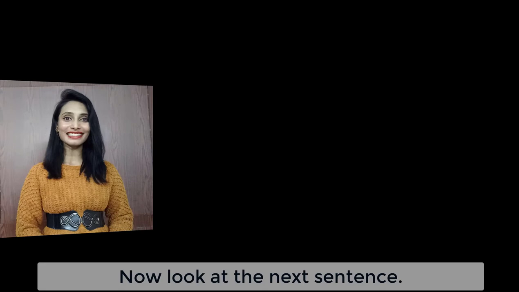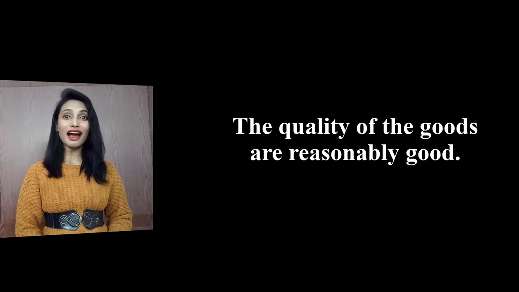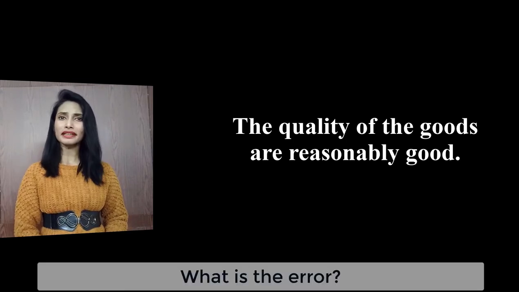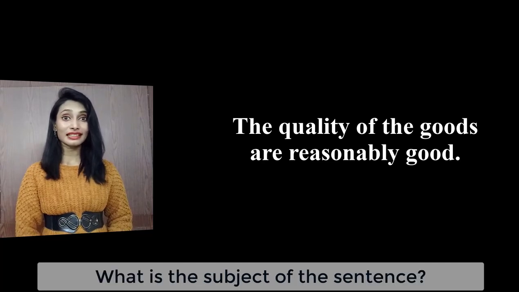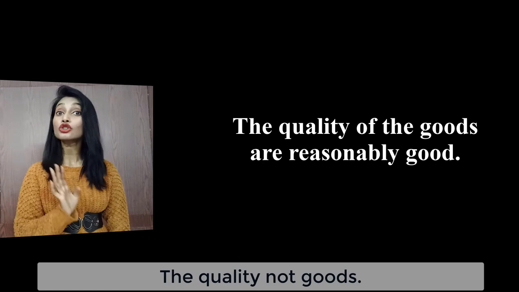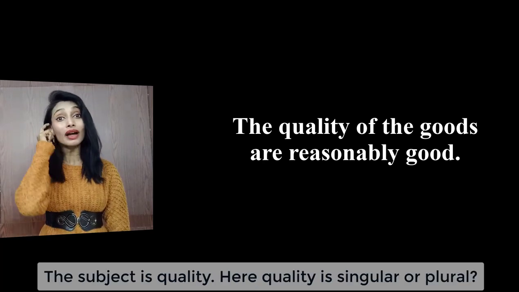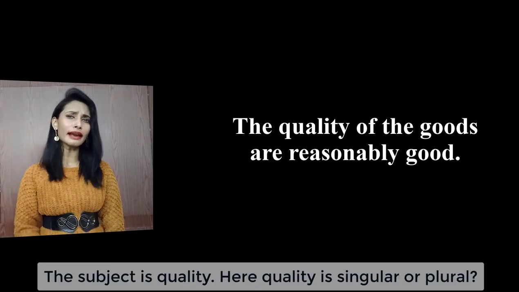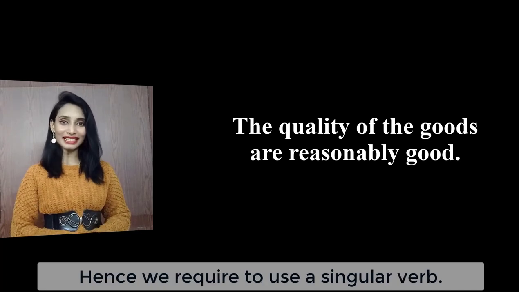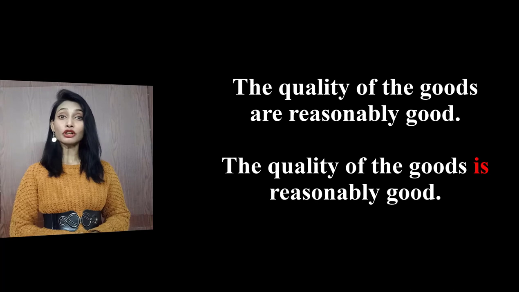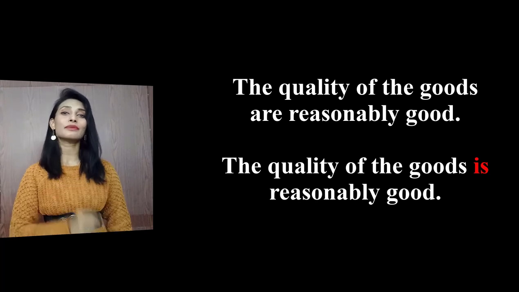Now look at the next sentence. The quality of the goods are reasonably good. What is the error? What is the subject of the sentence? The quality, not goods. The subject is the quality. Here, is quality singular or plural? It's uncountable, so singular. Hence we require a singular verb. The quality of the goods is reasonably good.